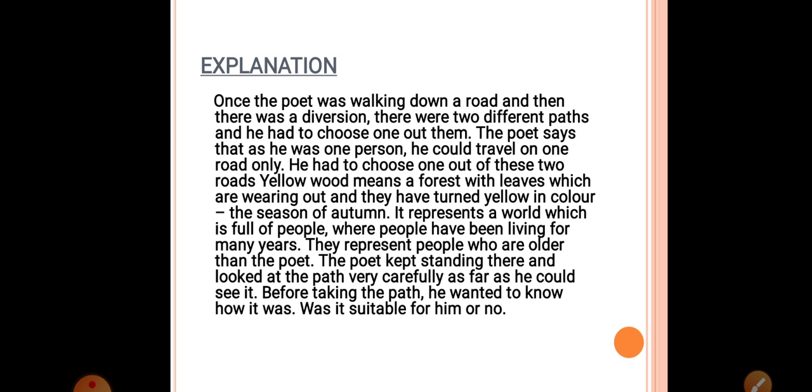Yellow wood means a forest with leaves which are wearing out and have turned yellow in color, the season of autumn. It represents a world which is full of people, where people have been living for many years. They represent people who are older than the poet. The poet kept standing there and looked at the path very carefully as far as he could. Before taking the path, he wanted to know how it was. Was it suitable for him or not?